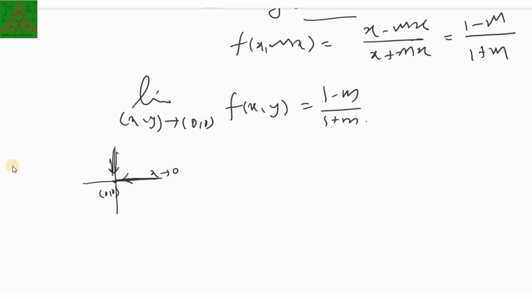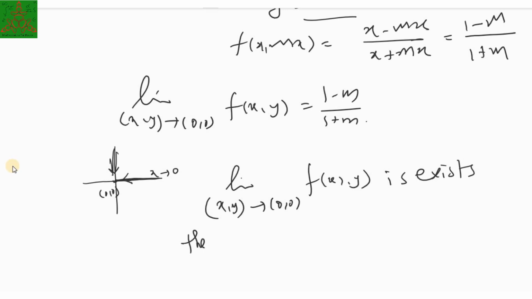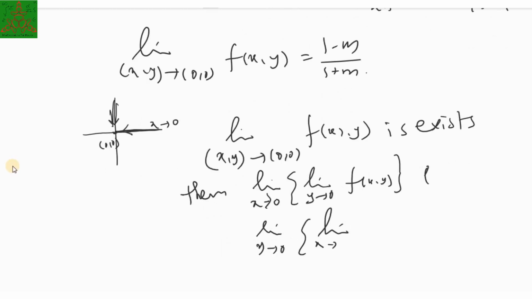Example, and with this remark we can note that if the limit of the function f(x, y) exists, then this is the remark we can write. It says that these repeated limits actually exist and they are equal to the limit L. If this limit exists, then the repeated limits exist and they are equal to L.